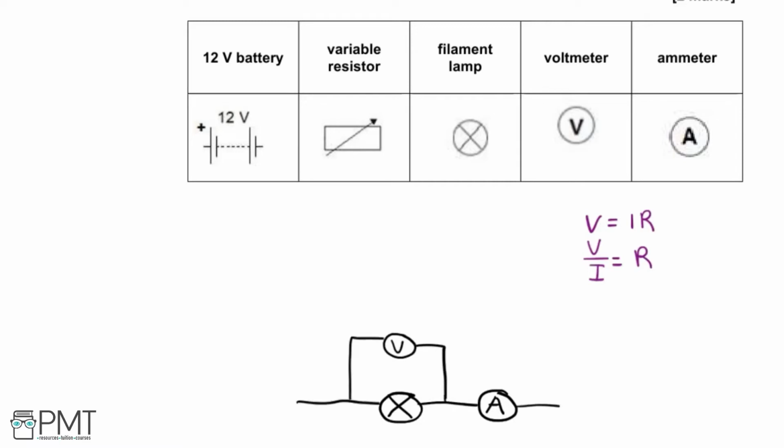Of course, we also need a power supply, and the only one we have here is a 12-volt battery, so that's what we'll use. If we connected the circuit just like this, there would be no way to change the current or the potential difference across the filament lamp, so we wouldn't be able to find a relationship between resistance and current because the values wouldn't change. So to make the values change, we need to include a variable resistor. So this is the circuit we need so we can connect it all up.